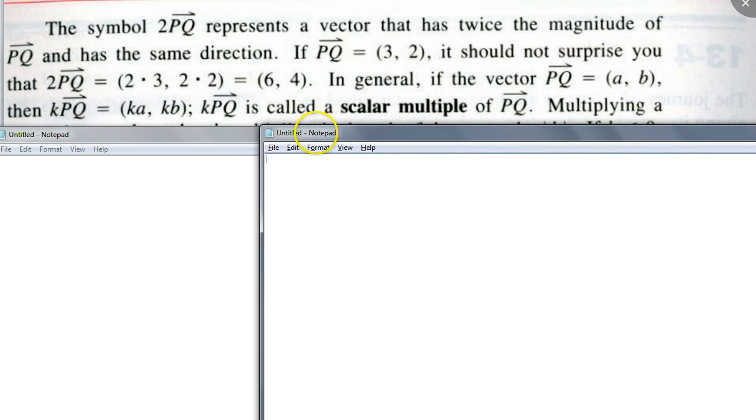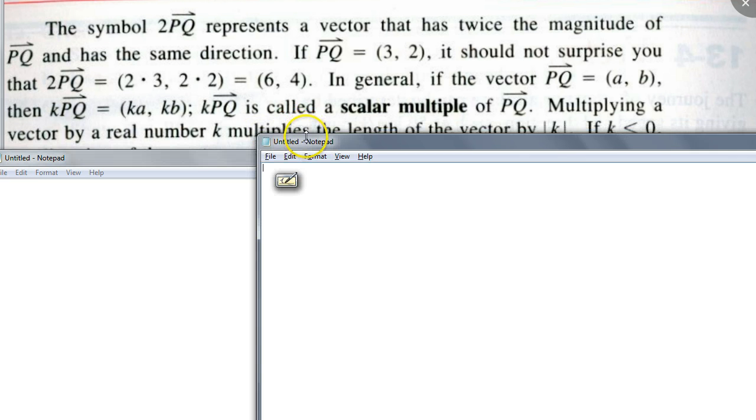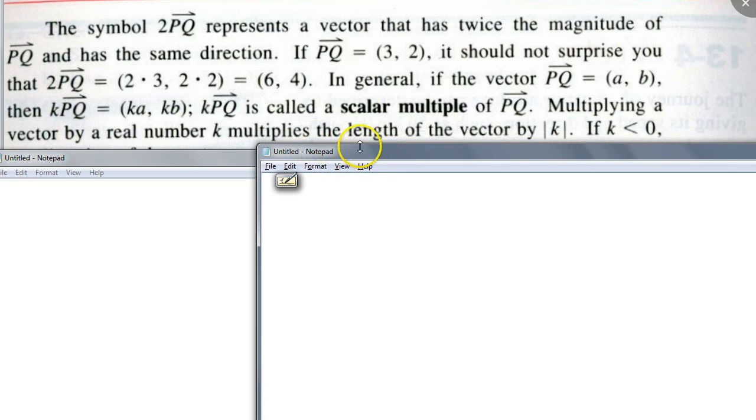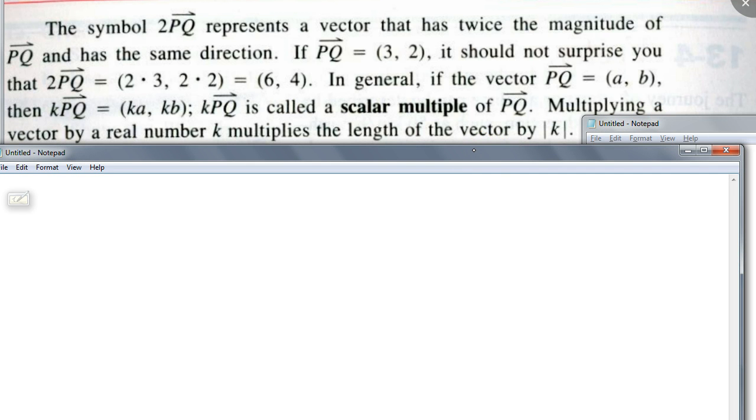So this K vector PQ is called a scalar multiple of vector PQ. Multiplying a vector by a real number k multiplies the length of the vector by the absolute value of k. Now, when we multiply this by 2, we know that this vector got twice as long. Why do they have the absolute value around k then?